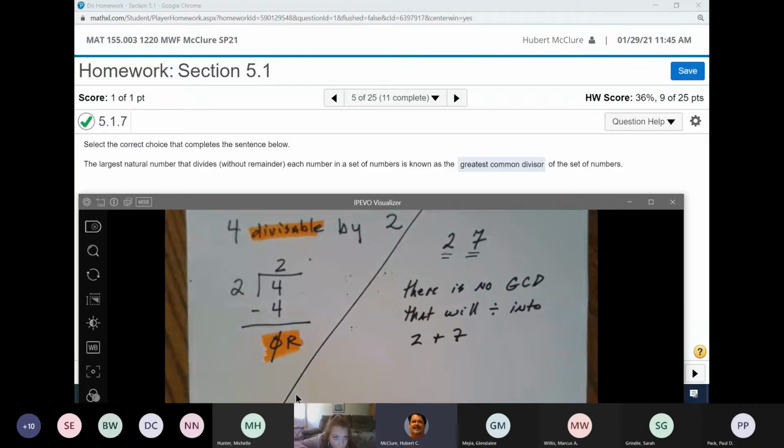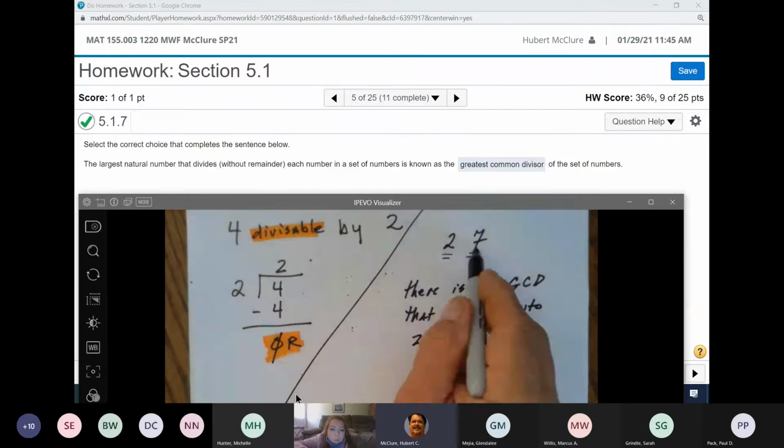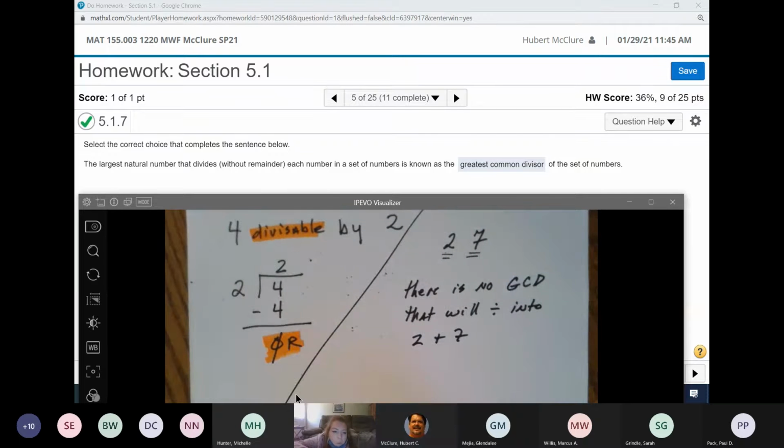Now, if this was an 8, then you could say 2 will go into 2 and 2 will go into 8. But you can't divide anything into 2 and 7. So that's the GCD, the greatest common divisor. The biggest number that will go into two numbers.